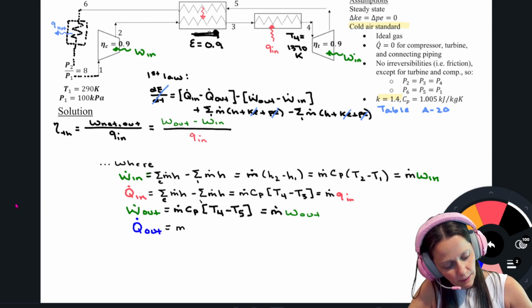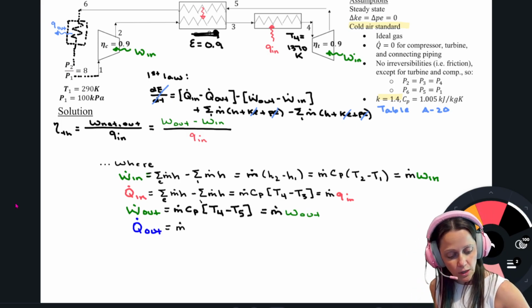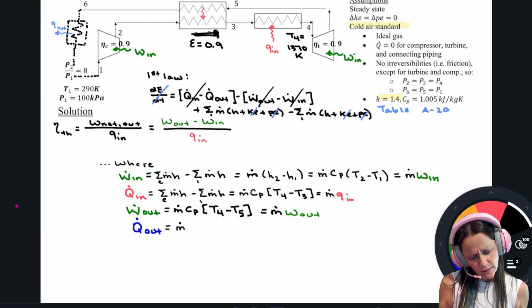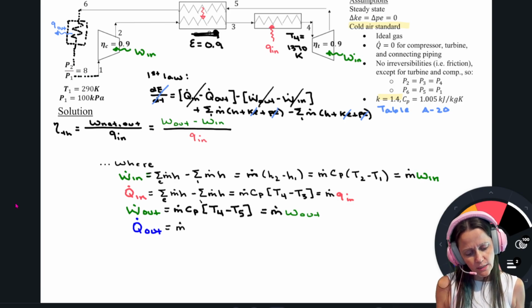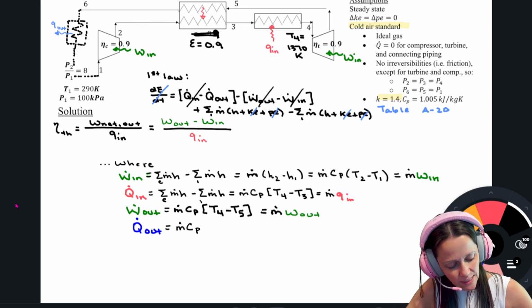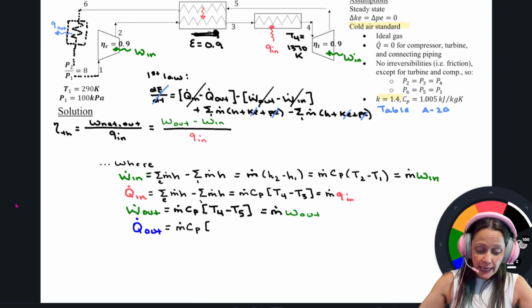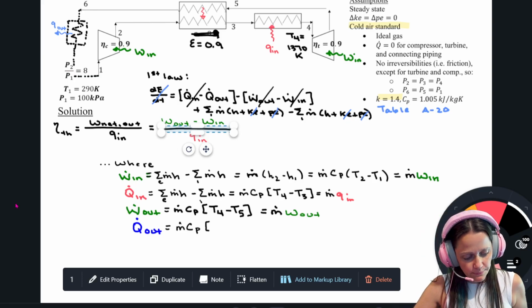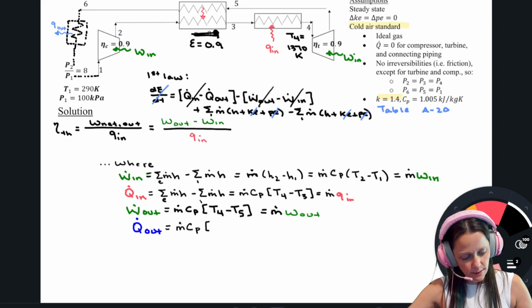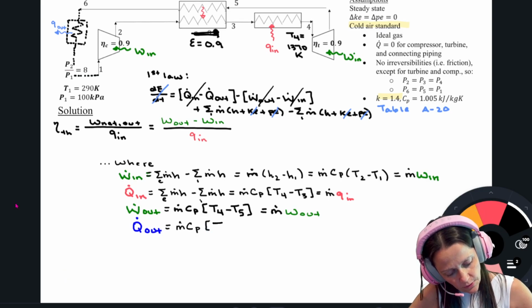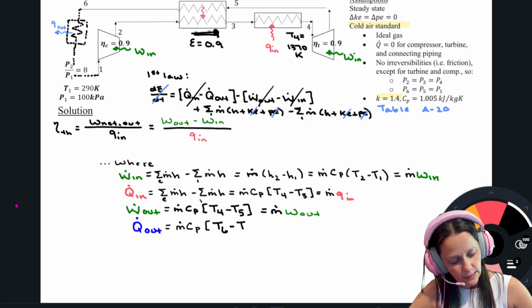And then finally, I have my Q dot out. So this is going to be M dot, and if I apply my first law, lots of stuff going away, it's going to be the sum of the stuff going in minus the sum of the stuff going out. So this is going to be M dot CP times what's going in, which is at 6, what's going out, which is at 1. So it's going to be T6 minus T1.